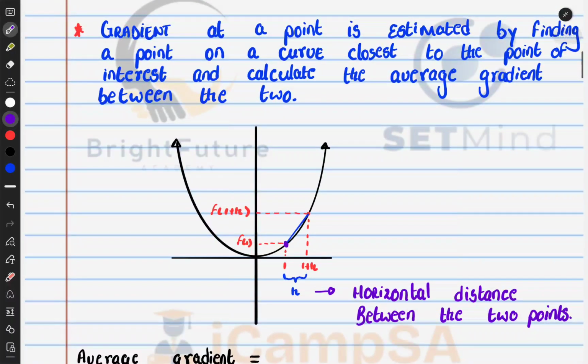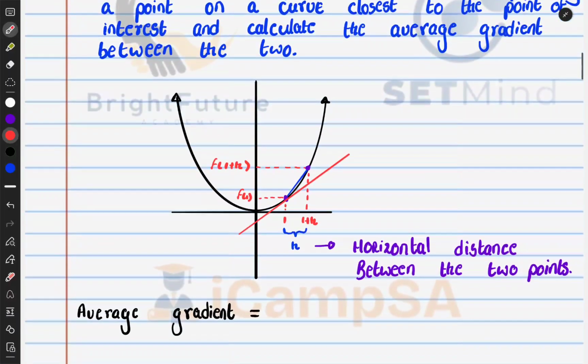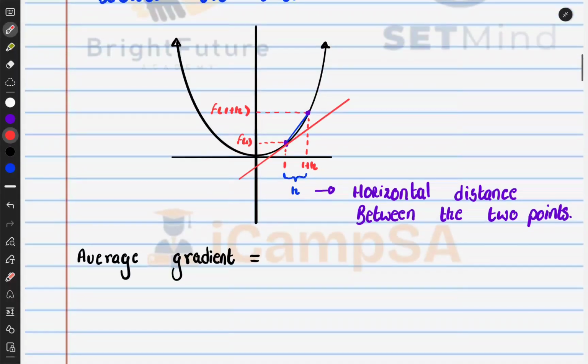So what we have to do, we first have to find another point on a curve, closest to the point of interest, to the point where we want to find the gradient. Say we want to find the gradient at this point here. First step is to find another point on the curve, this curve, the parabola that we have in this case, a point closest to that point of interest, and then we have to calculate now the average gradient between the 2 points, the point closest and the point of interest. So let's say we have this point here. This is our x values.